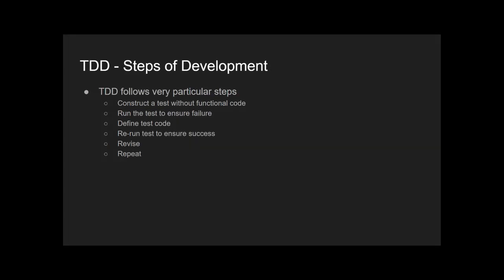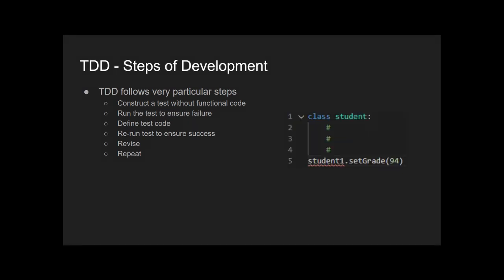In order to achieve all of these, TDD follows very particular steps. First, being constructing a test without any functional code. This is the start and the finish line. Then you have to run the test to ensure that it fails. Once you're sure that the test fails, you then define test code to try and pass the test. You then rerun the test to make sure that it is now successful. You then go through code revisions and then repeat.